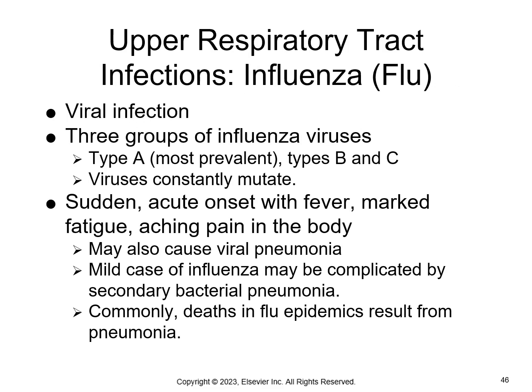Influenza, a viral infection that can affect the upper and lower respiratory tract. There's 3 groups, type A, B, and C. The viruses mutate constantly, preventing effective immune defenses for prolonged periods of time. The flu has a sudden acute onset with fever, marked fatigue, aching pains in the body.